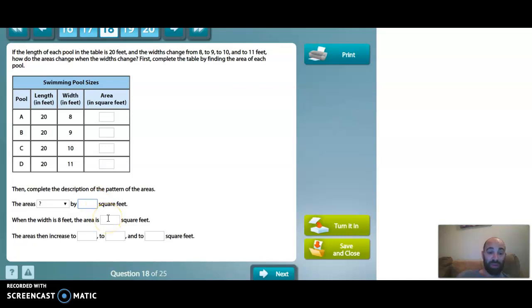So when the width was 8, the area is blank square feet. So up here, what was the answer when it was 8? Then increase to blank. So here you're putting the answers to this one. So when that's 9, that would go here. 10 would go there, 11 would go there. All right, I'm running out of time. This will be part 1. I'll go through 19 through 25 on the second part.